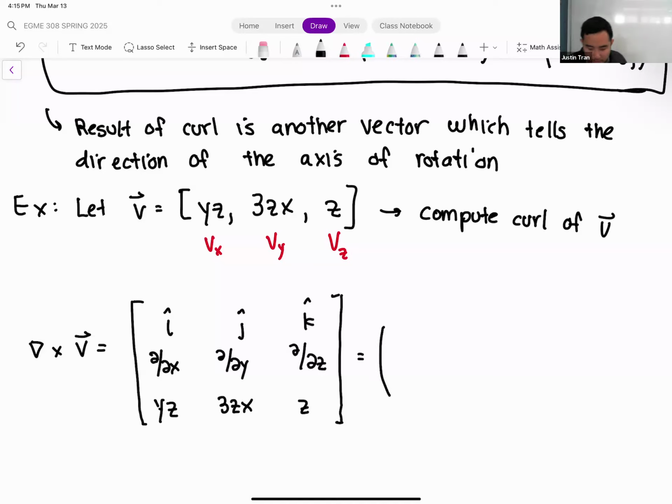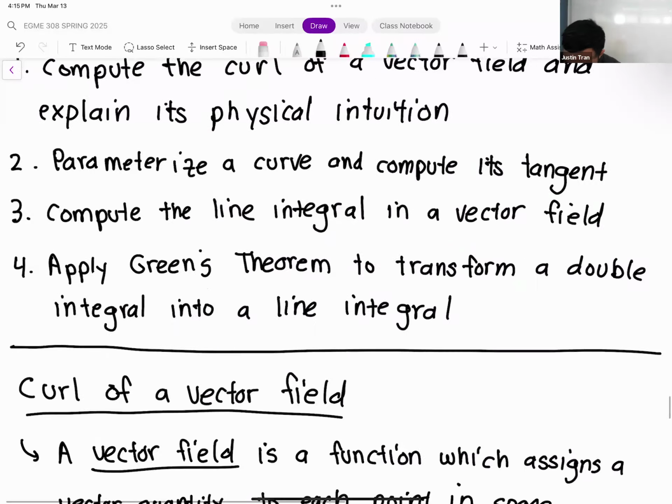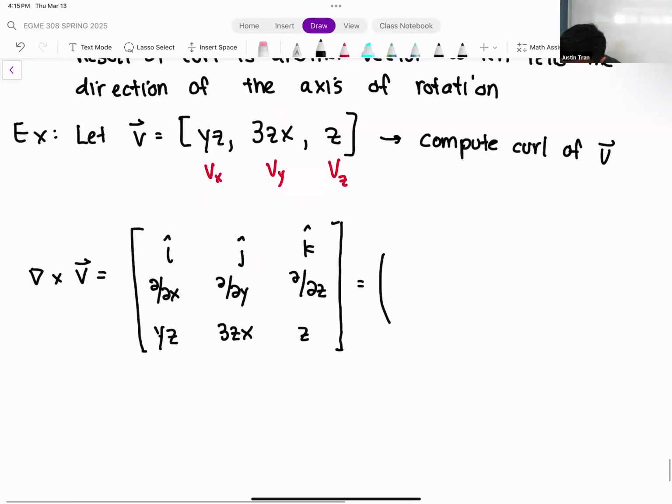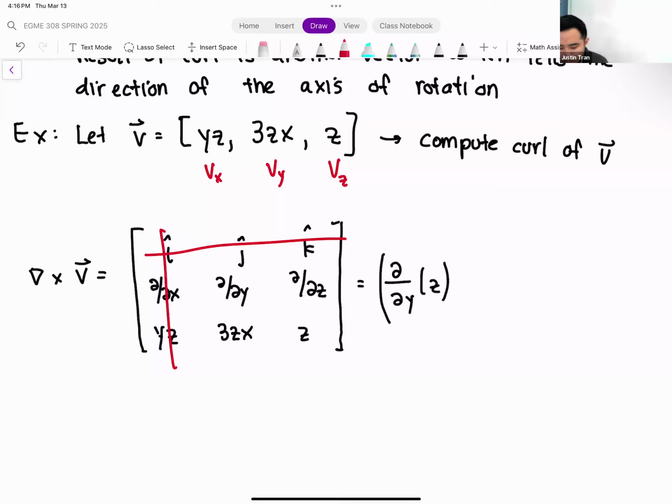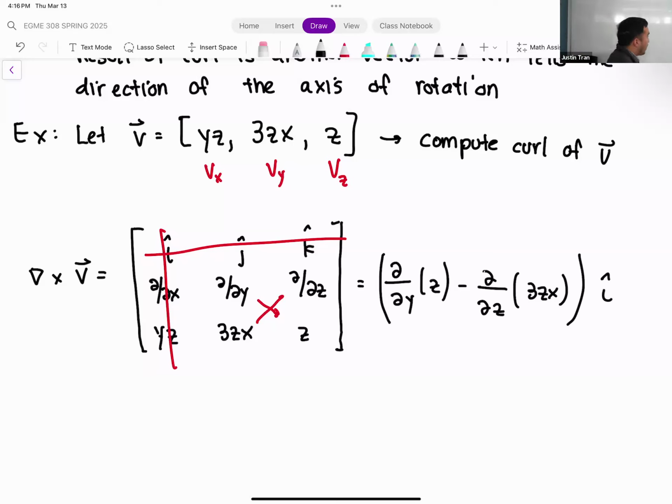Okay, so let's evaluate this determinant. Remember, to take the determinant of a 3x3 matrix, you start by crossing out the first row and first column, and you take the determinant of this 2x2 matrix. So you have partial y of the function z minus partial z of the function 3zx. And that is the x component.